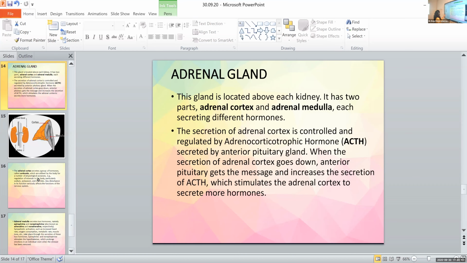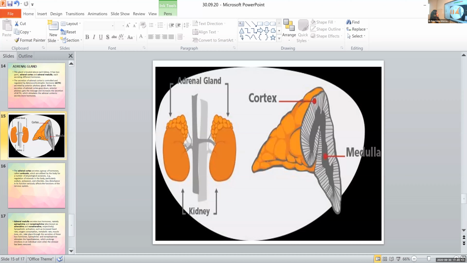Then we'll see the picture. These are the adrenal glands. The bean-shaped structures are the kidneys, and above them we have the adrenal glands. Here we have the cross section of it, where we see the medulla as well as the cortex. The outer part is the cortex and the inner core is called the medulla, and both these divisions have separate hormones. The medulla and the cortex secrete different types of hormones. We'll see what they are.